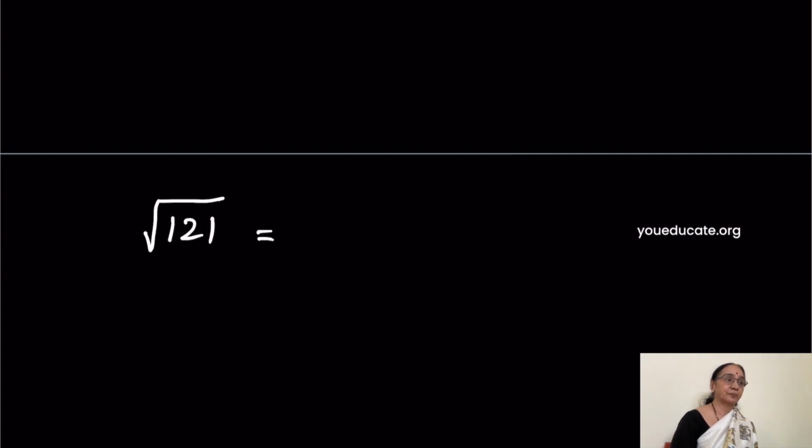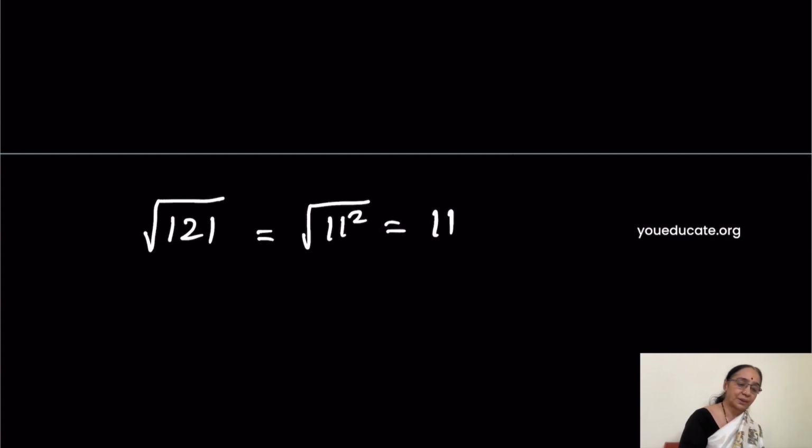Now let us do a small exercise on this. Let us find the square roots of the following numbers. I'm going to ask you to get only the positive square root, so I'm going to use the radical sign. So what is the square root of positive 121? It is the square root of 11 squared, and therefore you get 11.